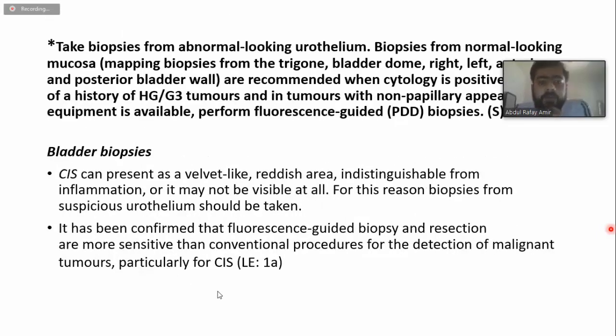Take biopsies of abnormal looking urothelium, biopsies from normal looking mucosa, mapping biopsies of trigone, bladder dome, right, left, anterior or posterior wall are recommended when cytology is positive. In case of a high-grade G3 tumor and tumor with non-papillary appearance, if equipment is available, use PDD biopsies. So this is what you were saying about random biopsies.